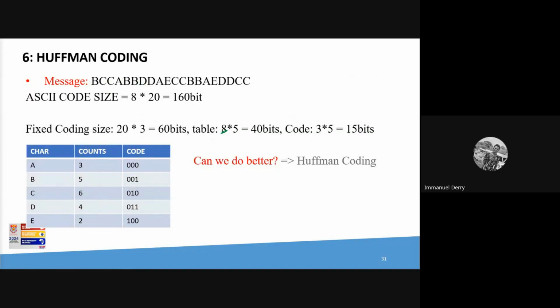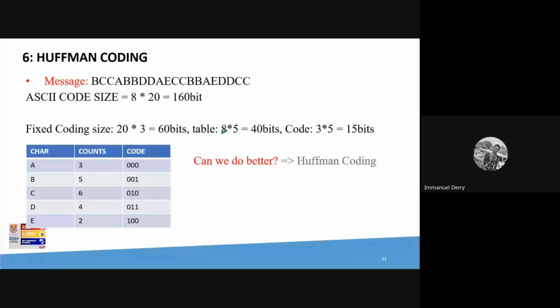So let's consider Huffman encoding, for instance. We have this message here, BCC, ADD, up to this CC, and we are asked to reduce the size using Huffman encoding. So what we have to do is use the ASCII code, which has 8 bits. We multiply that by the characters that we are given, and then we have this particular 160 bits.